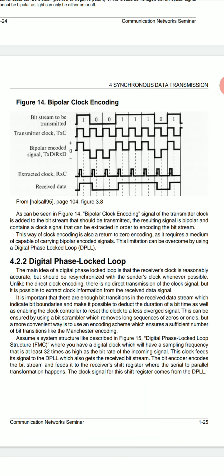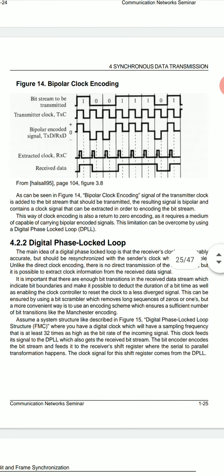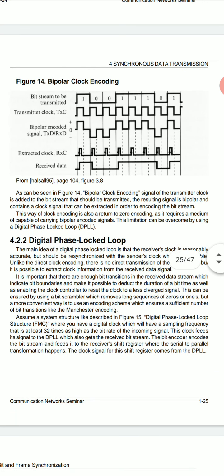This limitation we can overcome, because when we use bipolar return to zero encoding to transmit the signal, where we require synchronization between the transmitter and receiver, it requires a medium that is capable of carrying the bipolar signal. We can overcome this by using the digital phase lock loop.